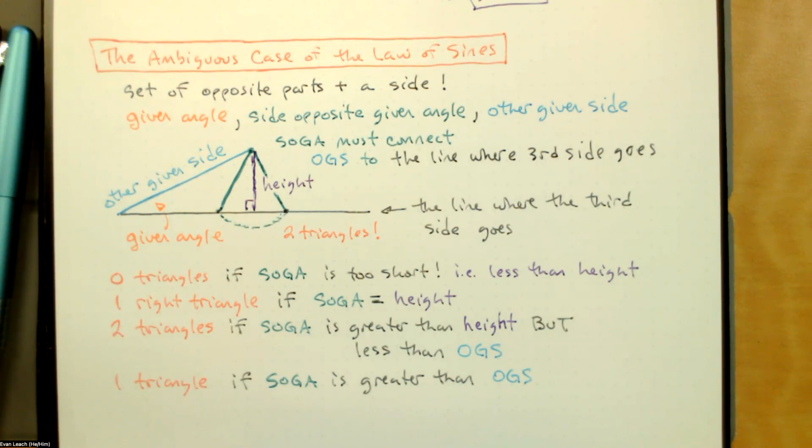Here's the good news. We don't have to know how many triangles there are going to be going in. If we just assume there are going to be two triangles, the numbers will tell us how many there are. Let's take a quick break, come back and do an example with this ambiguous case of the law of sine.